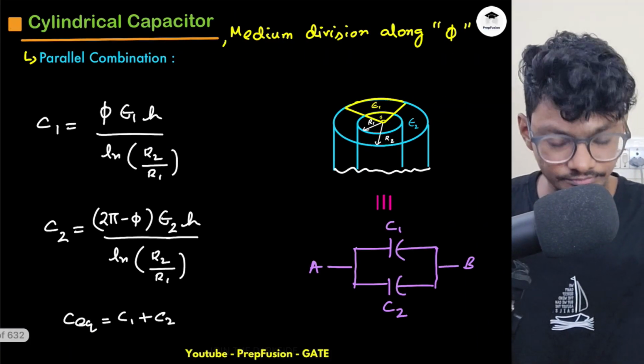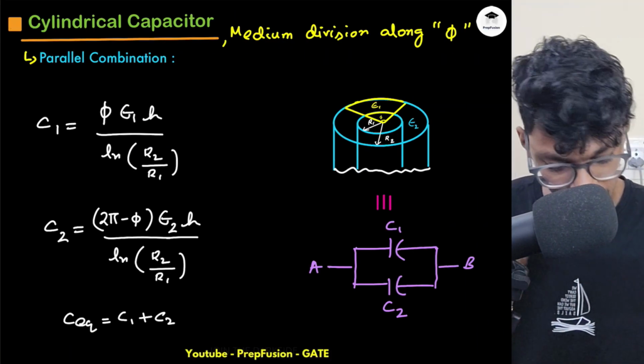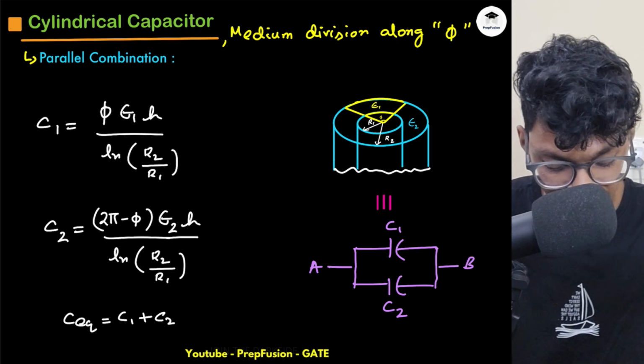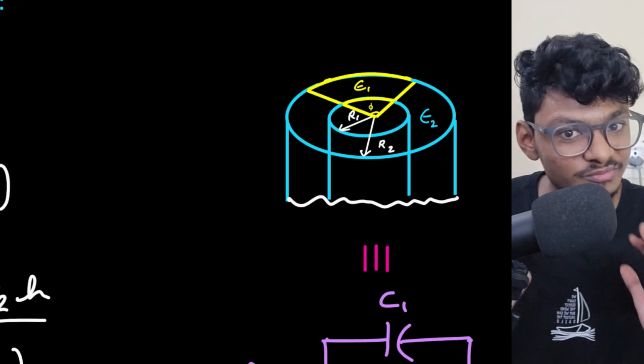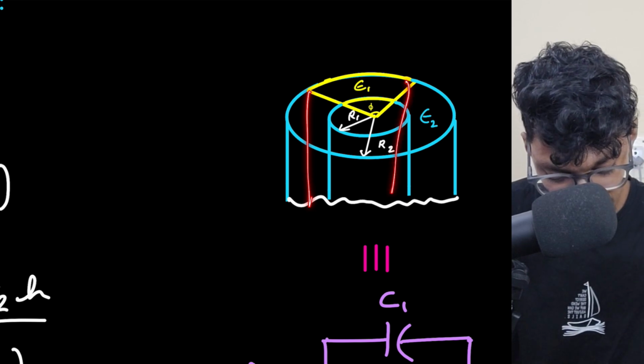Now what about the other two cases? The other two cases will be parallel, because if my medium is varying along phi, it is much simpler to visualize. Let's say this is some epsilon 1 medium.